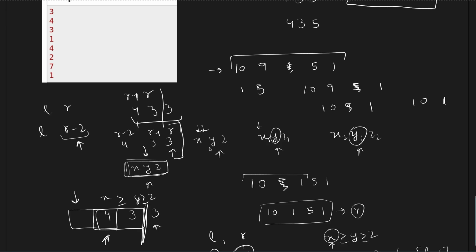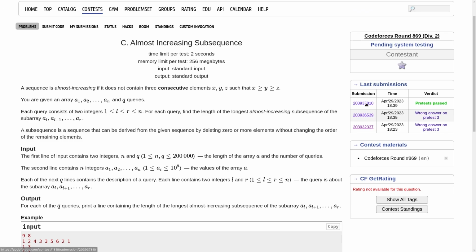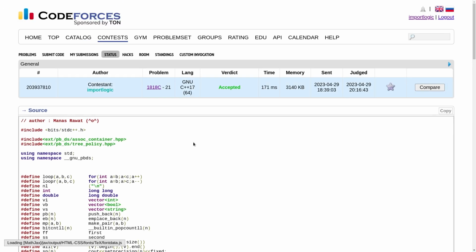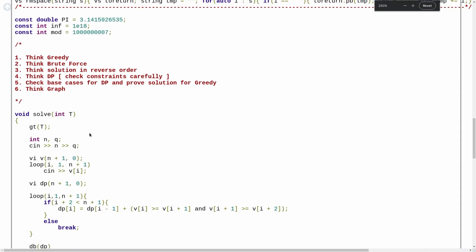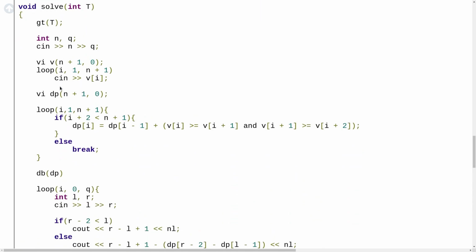So let me just show you the code for this particular problem now. The code is pretty straightforward. What I've done is I've taken two variables n and q. n is the number of elements and q is the number of queries. So I've created a vector of size n plus 1 and I've taken the input array.